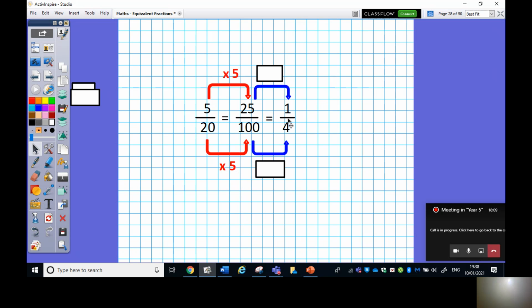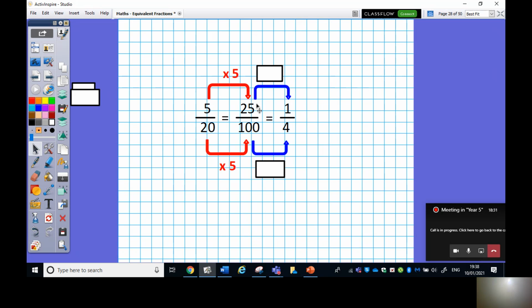25 hundredths equals 1/4. Am I going to multiply this? I've started with 25 and I have 1. So I know that the answer that I have here is much lower than the number that I started with. So am I going to multiply? No, because I always have a greater number when I multiply.